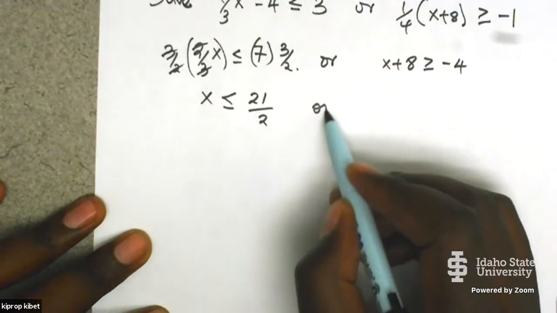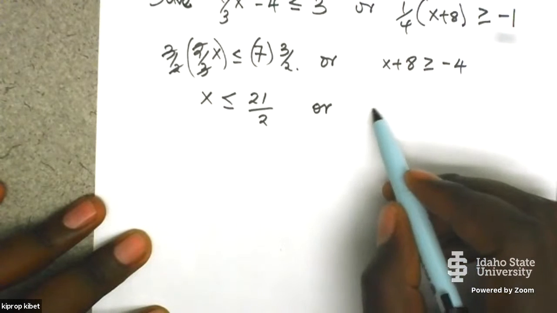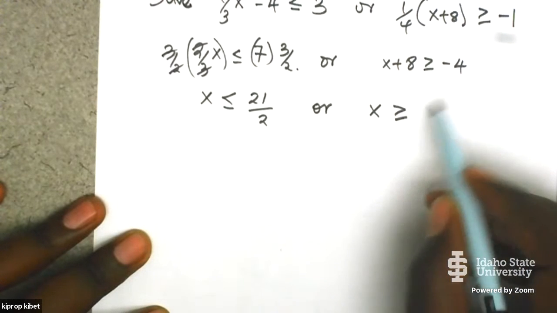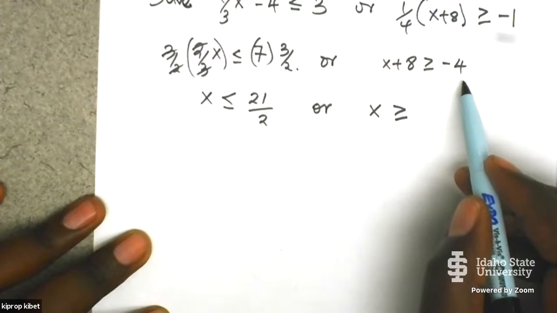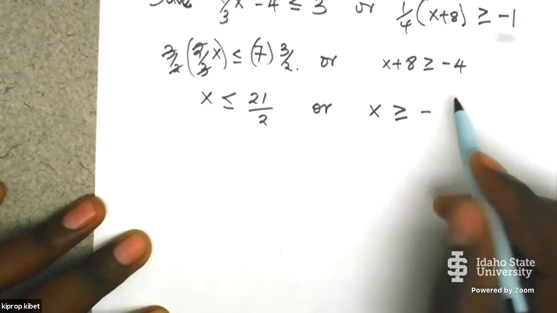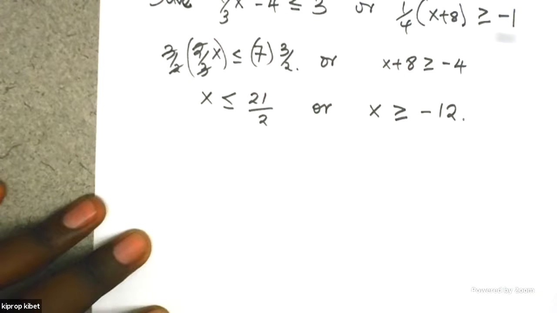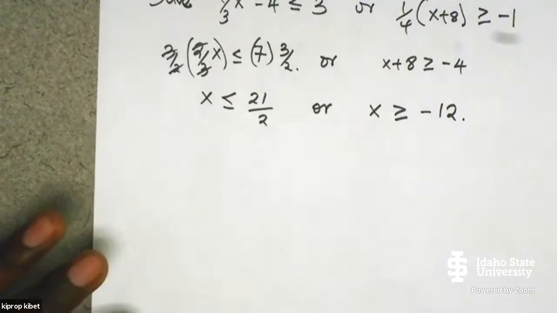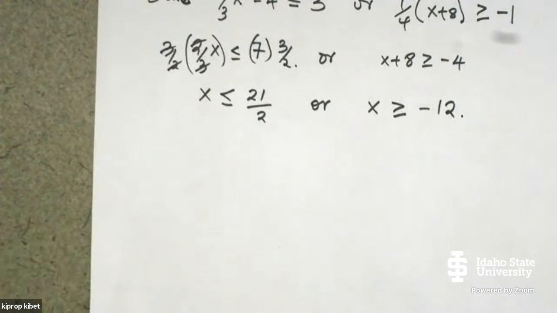Or we take this one to the other side, x greater or equals to minus 12.